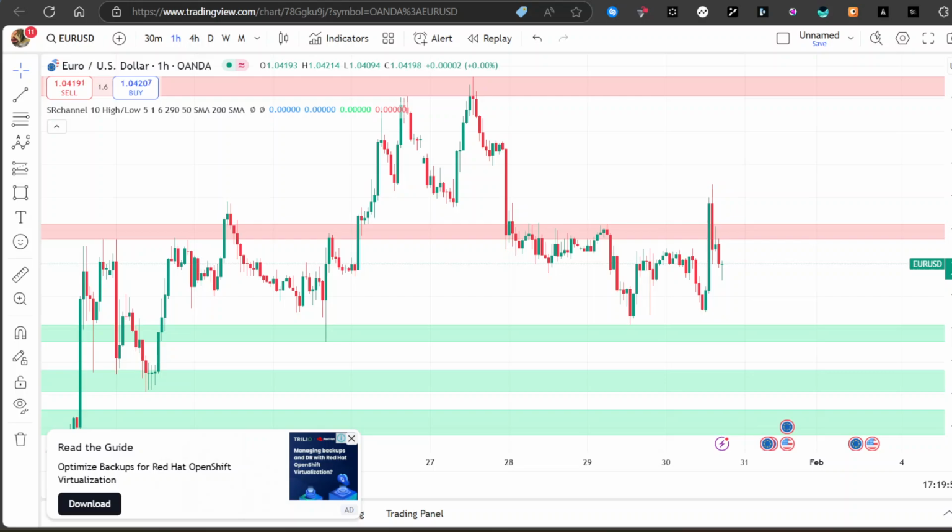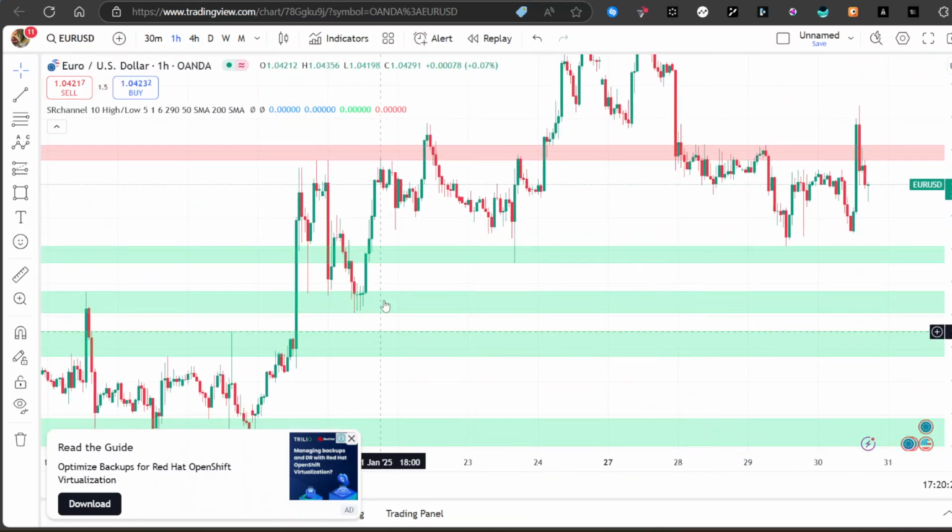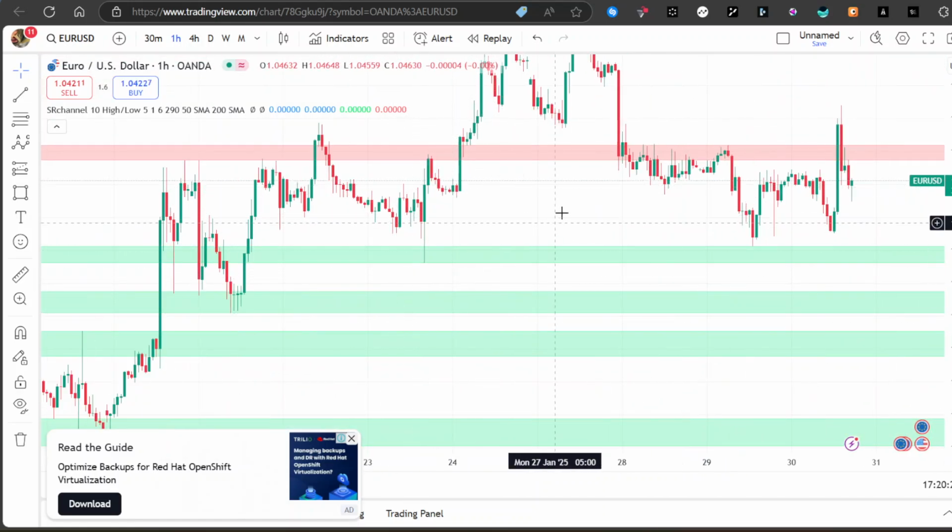Now you can see that it has identified key levels for you automatically. Now that the indicator is on your chart, let's talk about how to interpret the lines and use them in your trading. The support levels are represented by these green lines, or rather the green zones. These are price zones where the market has previously bounced upwards.